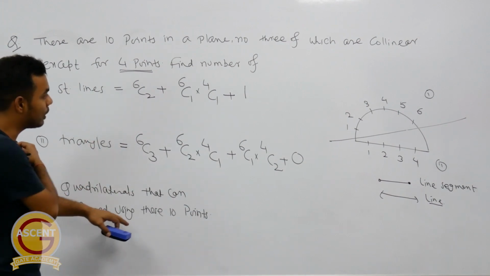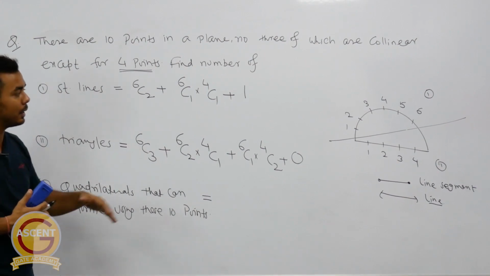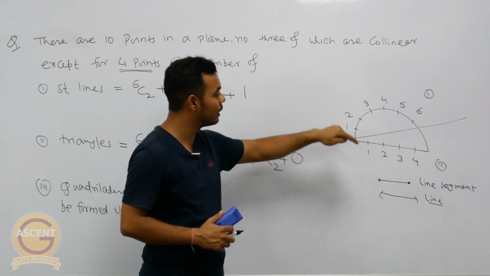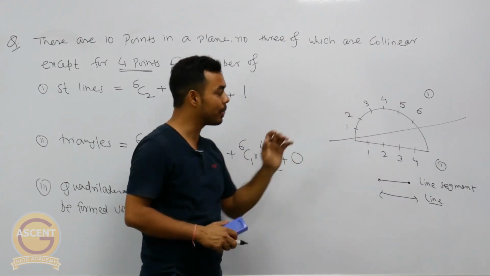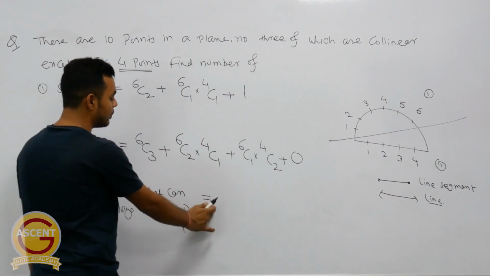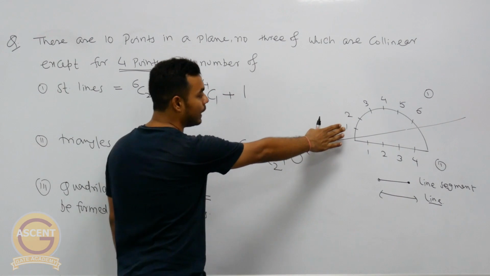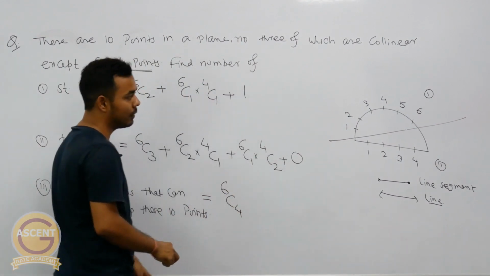And finally, the number of quadrilaterals. So for quadrilaterals we need 4 different points. Now that can be done in a number of different ways. You can select 4 from here, 0 from here, or 3, 1, or 2, 2, or 1, 3, or 0, 4. So we are going to see how many quadrilaterals we are going to get in each one of those cases. So if I select any 4 out of these 6 points, I will get 6C4 quadrilaterals.